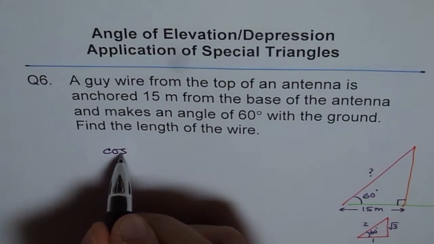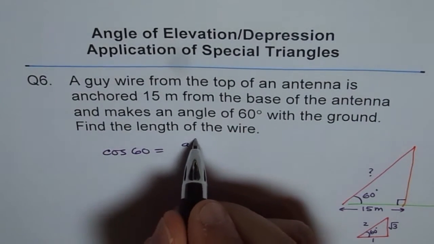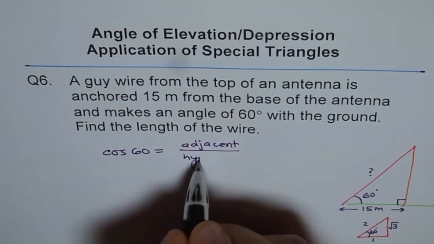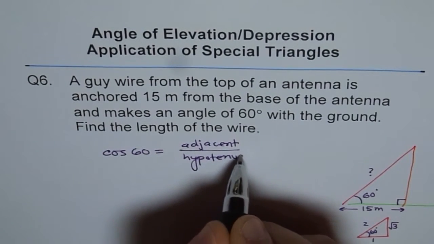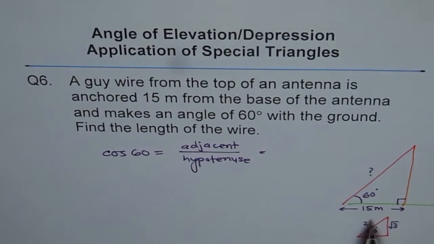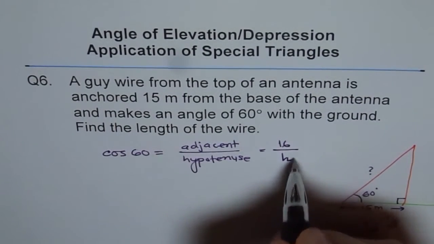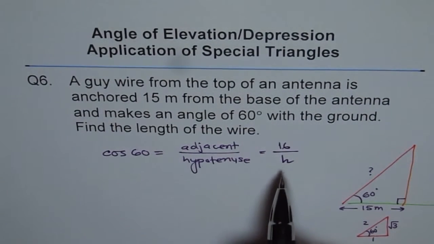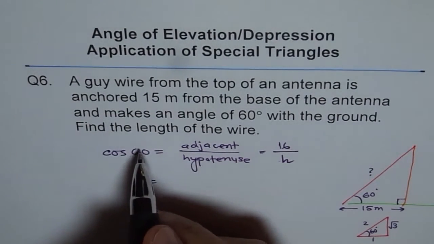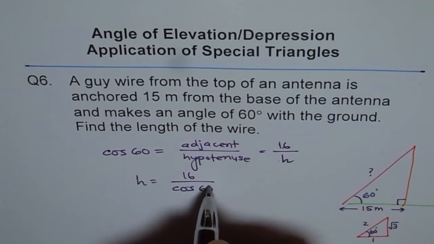It is equal to cos of the angle, correct? So we have cos of 60 degrees, which is equal to adjacent over hypotenuse. In our case, it is cos of 60 degrees equals 15 over, let's say h for hypotenuse. So what is h equal to? We cross multiply, and h is 15 divided by cos of 60 degrees.